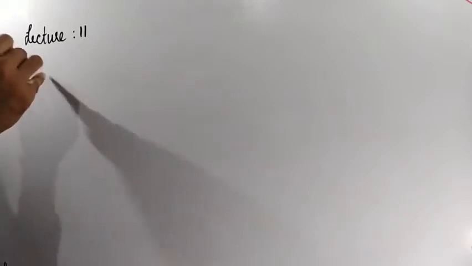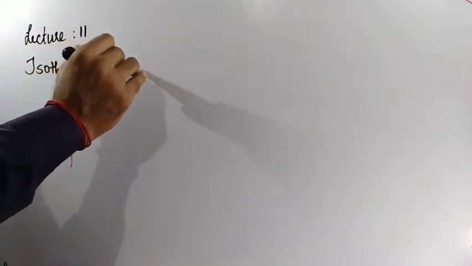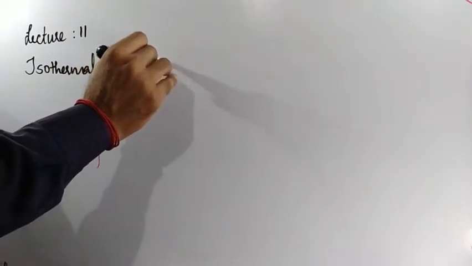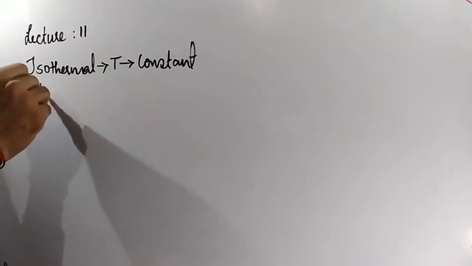So in today's class again we will be going with some numerical part only. We will just be recalling the processes. In case of isothermal process, temperature will be constant, correct? No, isothermal, T value is constant. Clear? Next, adiabatic process.